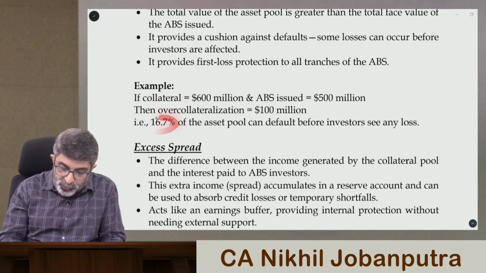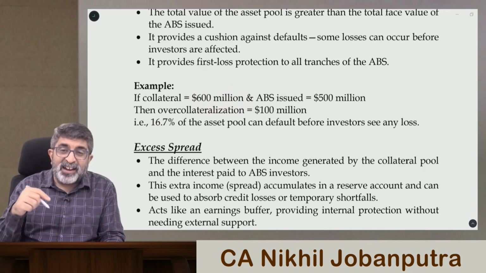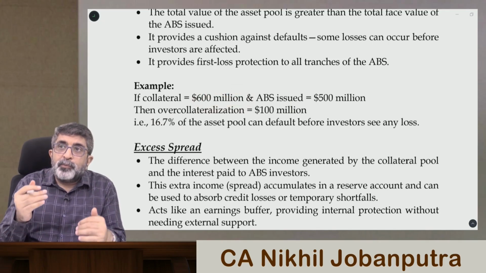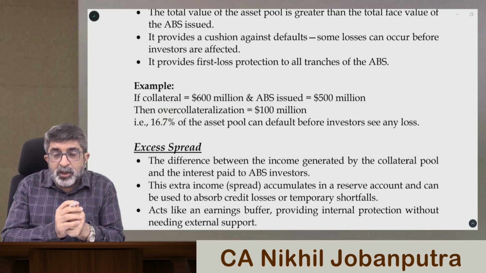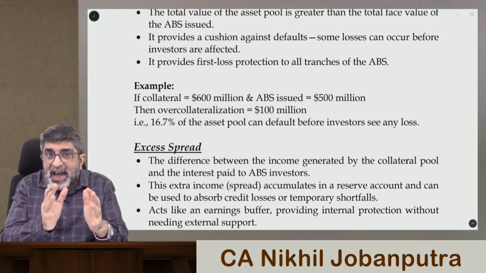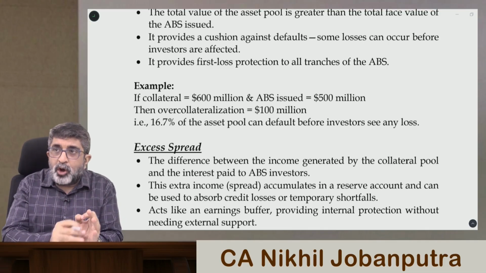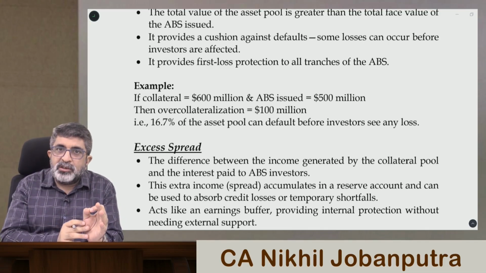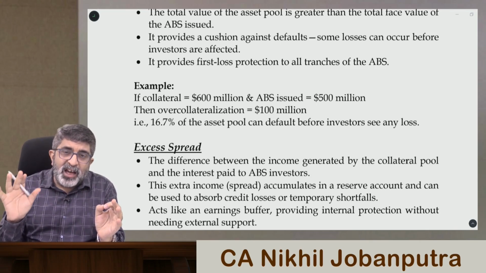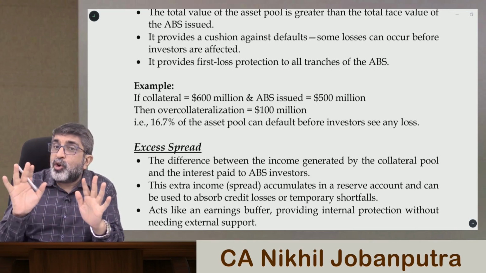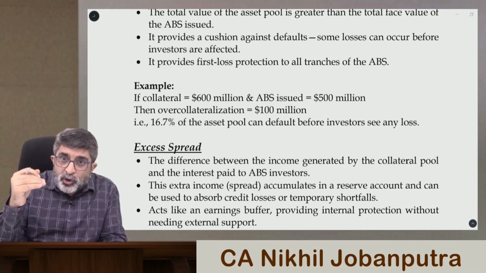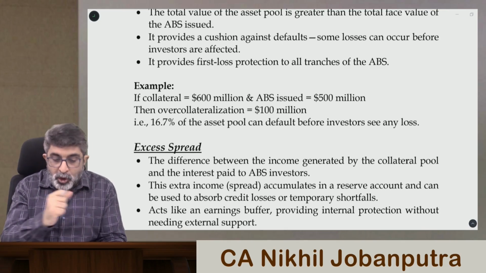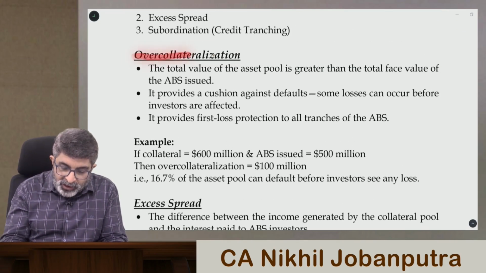So why have you computed this percentage? This percentage is basically how $100 million stands to $600 million. So 100 by 600 will give you 16.67%. That means up to that much deterioration of the asset pool, the bond investors are still protected. They are not going to lose at all. It's a kind of margin of safety. That much loss is tolerable. That is the benefit of over collateralization.